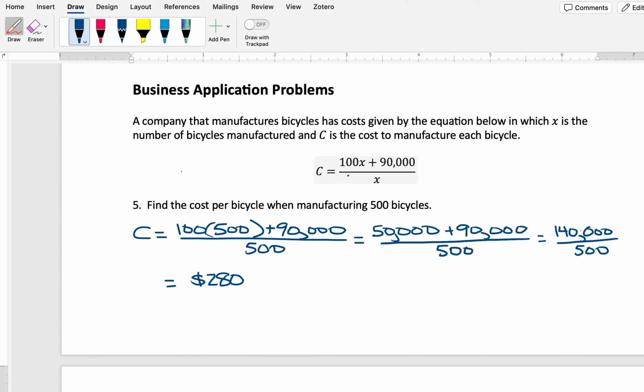And that includes the variable costs. So $100 of the 280 is the cost for parts, labor, etc. for that particular bike, and it also includes the share of the fixed costs. So this $90,000 is split up over 500 bicycles. Each bicycle needs to take on $180 of the fixed costs.